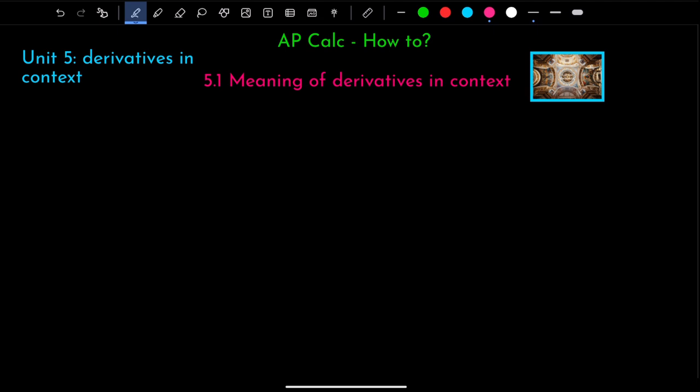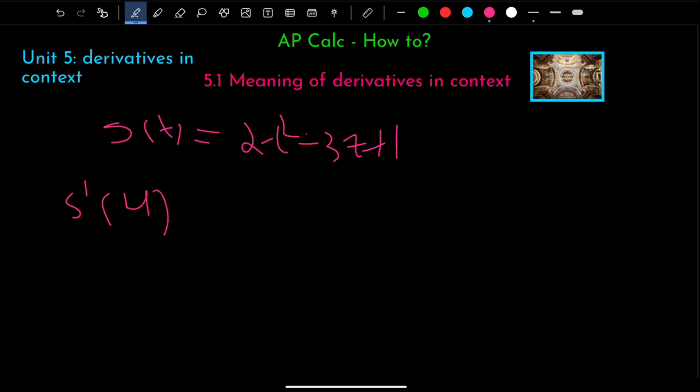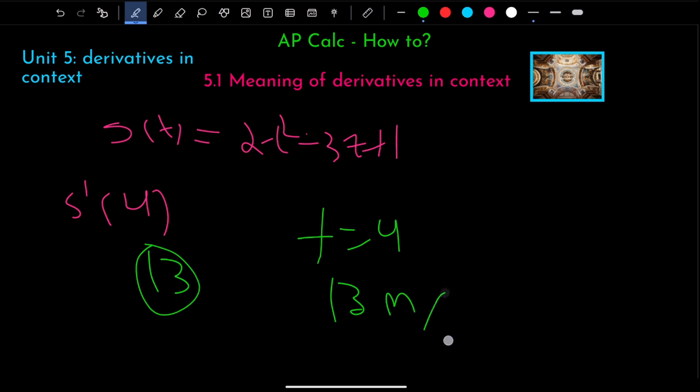Problem: we have a position function, s of t equals 2t squared minus 3t plus 1. What is s prime of 4? And what does it represent? S prime of 4, when we plug it in, we are going to get 13. So at t equals 4 seconds, the object is moving at 13 meters per second.